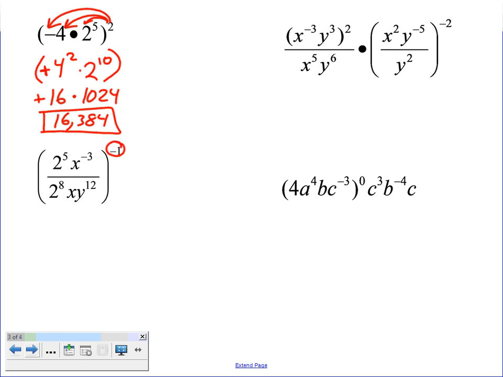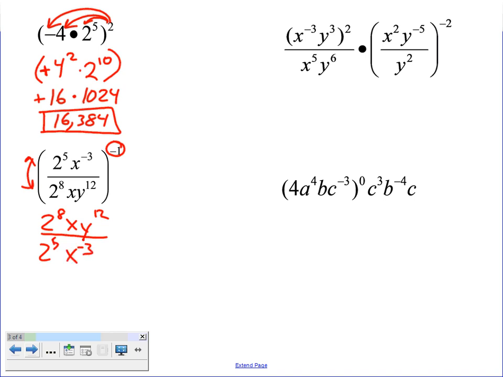If I see something to the -1, the very first thing I'm going to do is flip the entire thing. So I'm going to rewrite it. So I have 2 to the 8th on top, x, y to the 12th, and then we have 2 to the 5th on bottom, x to the -3 down here.